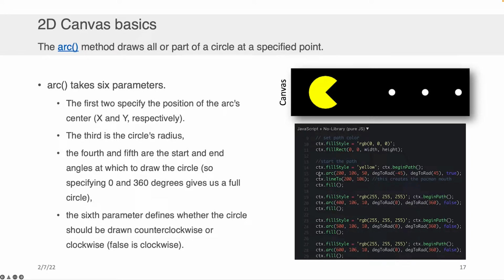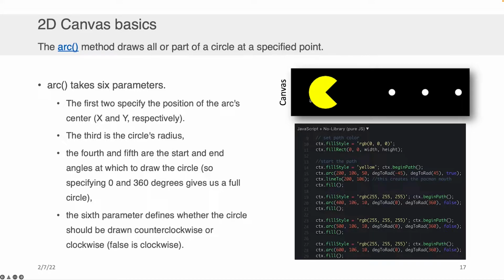The next thing we do is we call this ctx.arc. And what you're going to notice here is that there are several parameters. There's 6 of them in total. What I've done is here on the left, I've listed what those 6 parameters mean. The first 2 specify the position of the arc center. So that's the X and Y respectively. So in this case, that's this point here, the 200, 106. Okay, the third is the circle's radius. So this radius here, this distance from here to the edge, is the 50 that's dictated here.